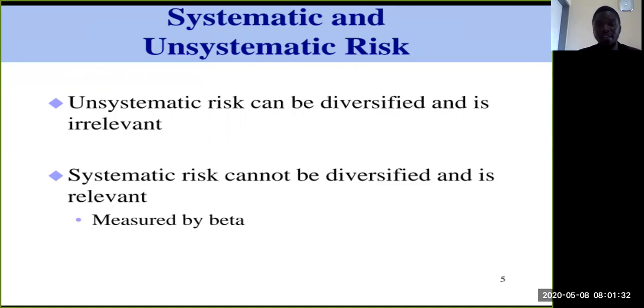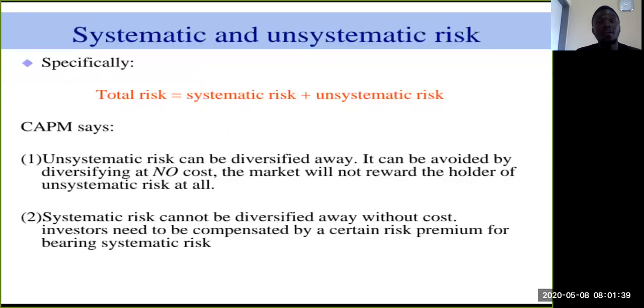Systematic risk cannot be diversified and is relevant. And in our case, systematic risk is going to be measured by the beta. Systematic and unsystematic risk: specifically, total risk is equal to systematic risk plus unsystematic risk. The Capital Asset Pricing Model says unsystematic risk can be diversified away. It can be avoided by diversifying at no cost. The market will not reward the holder of unsystematic risk at all.